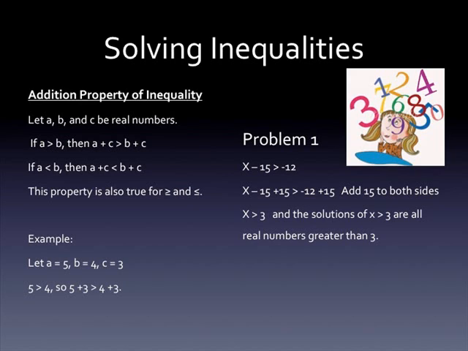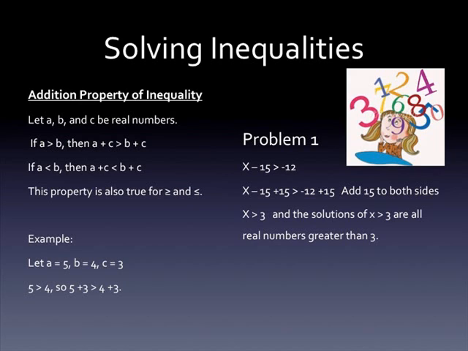If we let A, B, and C be real numbers, then if A is greater than B, A plus C is greater than B plus C. If A is less than B, then A plus C is less than B plus C. This property is also true for the greater than or equal to and the less than or equal to signs. Here's an example.